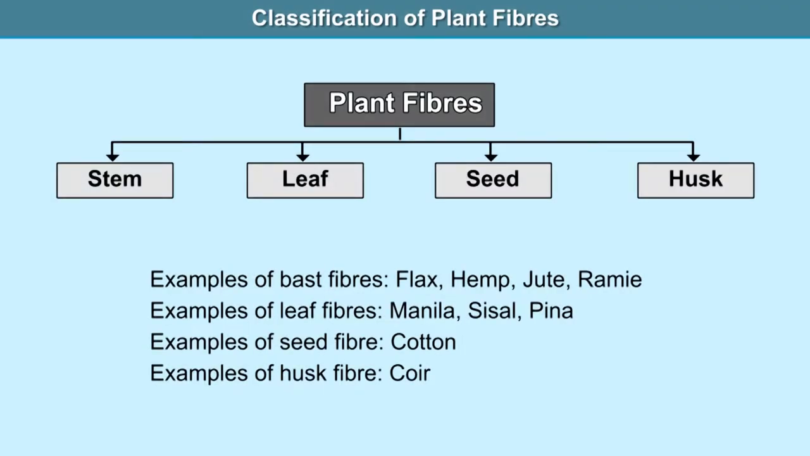Now, plant fibers are classified into stem, leaf, seed, and husk. Fibers obtained from the stem part of the plant are known as bast fibers. Examples: flax, hemp, jute, ramie. Examples of leaf fibers are manila, sisal, and pina. Cotton is the most popular seed fiber. Coir is derived from the husk of a coconut.